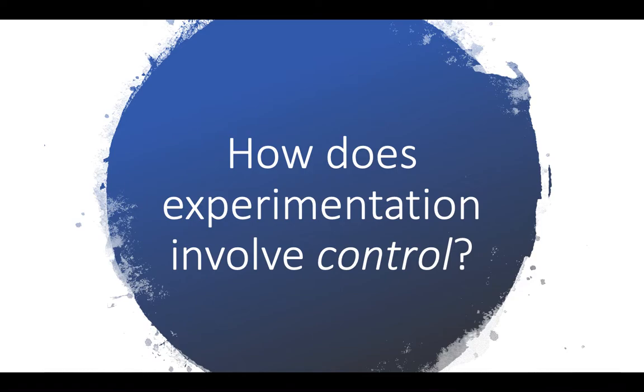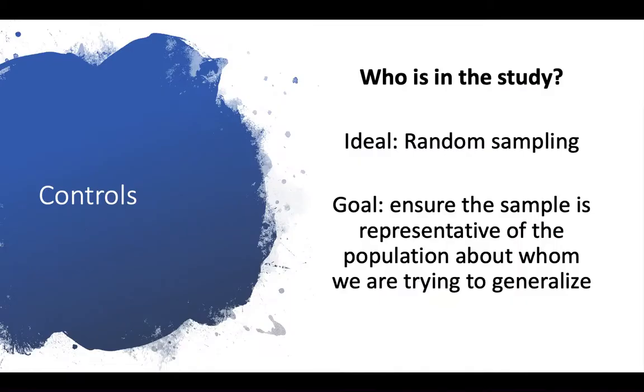There are many different ways that experimentation involves control, and we're going to cover some of the more important ways in this class. So first, we can control who is in our study. It's ideal to conduct random sampling from the population. So random sampling, just in review, means that everyone in the population has an equal chance of being recruited into our study. This allows us to ensure that our sample is representative of the population. And we need our sample to be representative because we want to generalize back to the population at the end of our study.